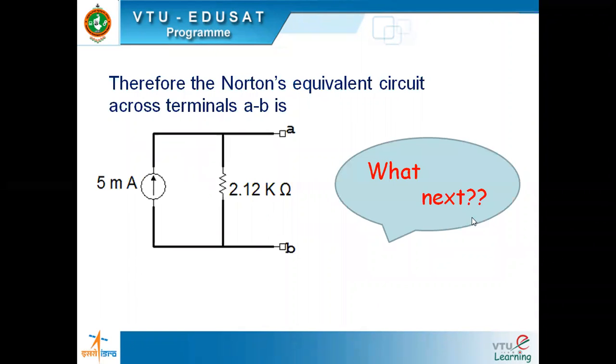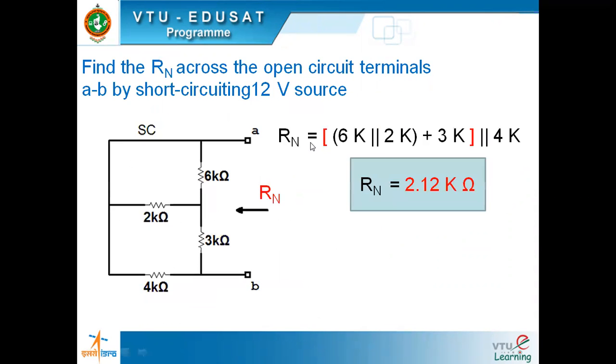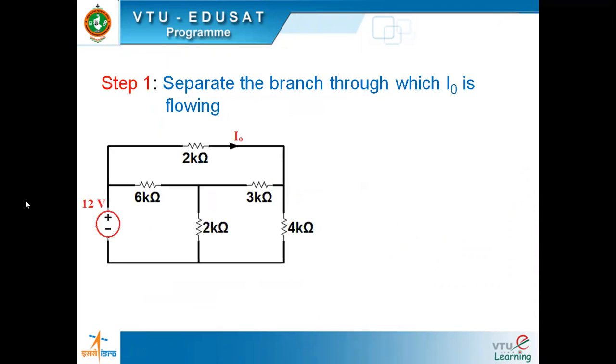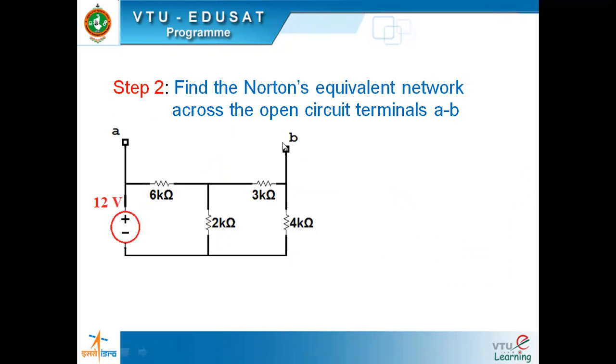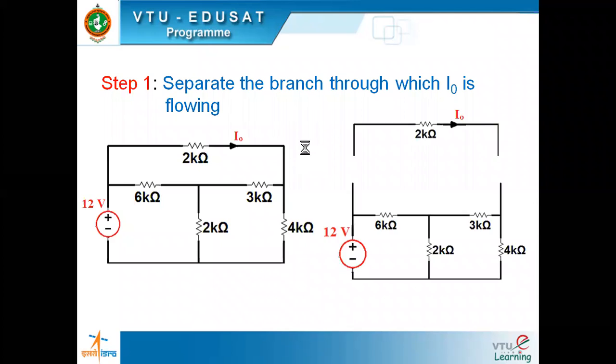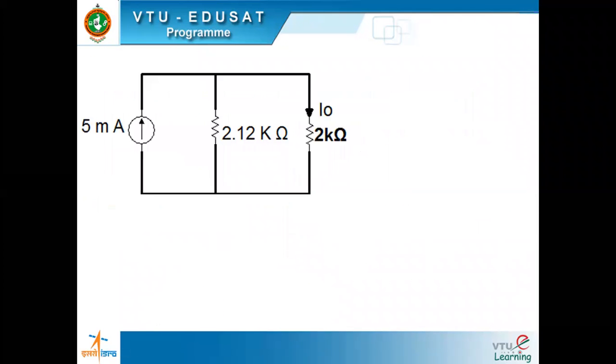What next? We have to reconnect the 2 kilo ohm that we had separated. And I naught is the current that they showed us moving from A to B. How did you mark this as A to B? Because very clearly it is shown here in the circuit. See, this is where our A is, this is where our B is. So this is where it is flowing. So A to B is where you have to mark your I naught. That is marked here and connected.